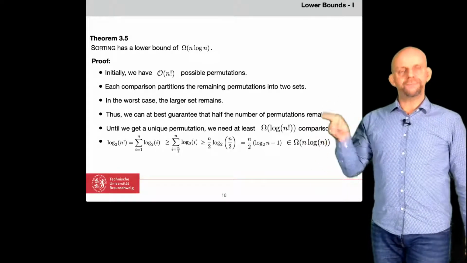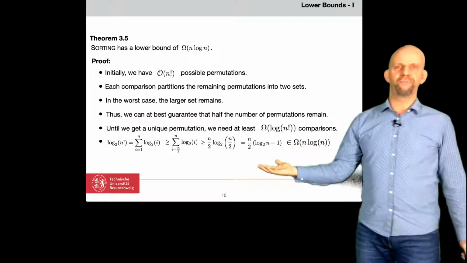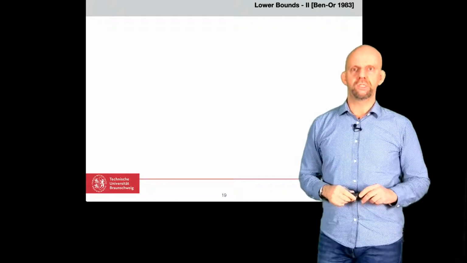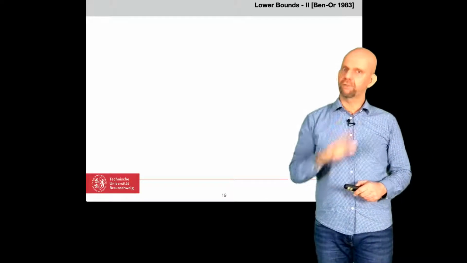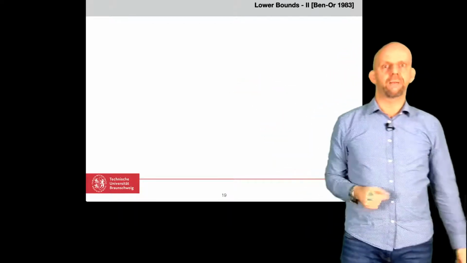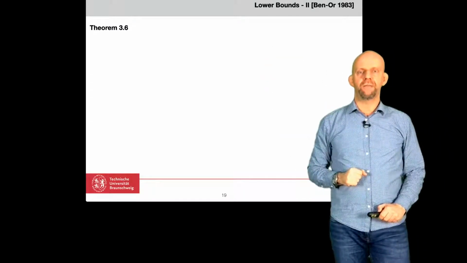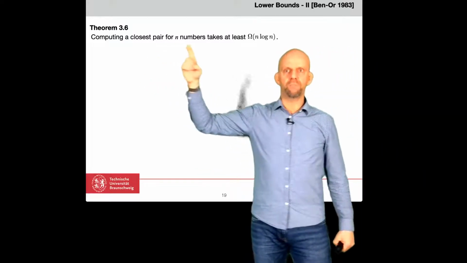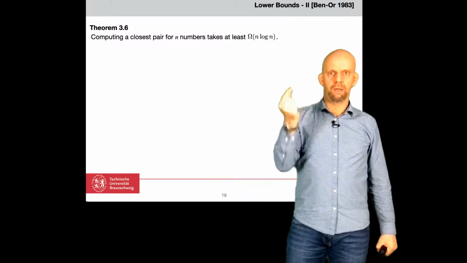All right, this idea, like I said, we're revisiting this idea that you've seen before. Let's look at that in the context of these geometric problems that we're interested in. And you see here there's Ben-Or from 1983, so this was after some of the things, actually after the main algorithm that I'm going to show you today. Something about lower bounds. And here's the theorem from the paper, which interests us the most here. Computing a closest pair for n numbers takes at least omega of n log n.